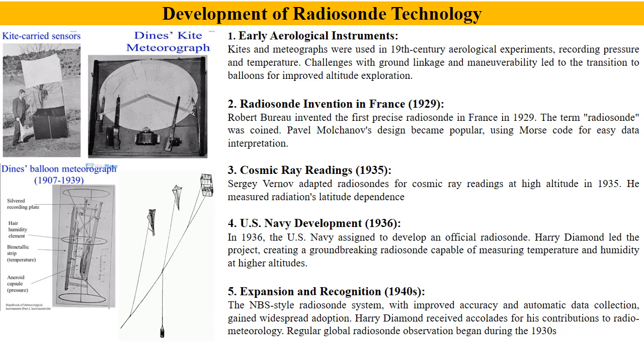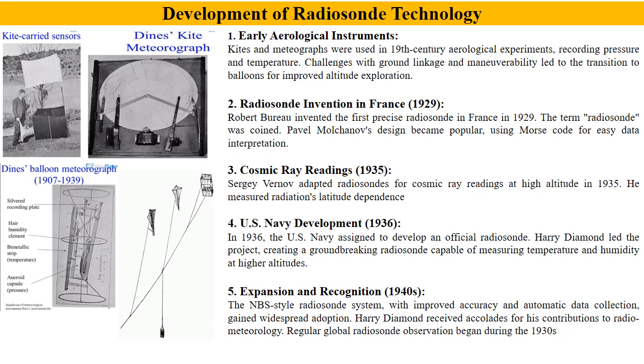because the kite could not fly to that high altitudes. But Robert Bureau, who was the first person to invent a precise radio sound, was actually a French guy in 1929. The term radio sound was coined by him only, but Pavel Molchanov's design became much more popular because they used Morse code, and we are talking here about around World War One, after World War One, something like that time. So Morse code was more used. That was the era of Morse code.